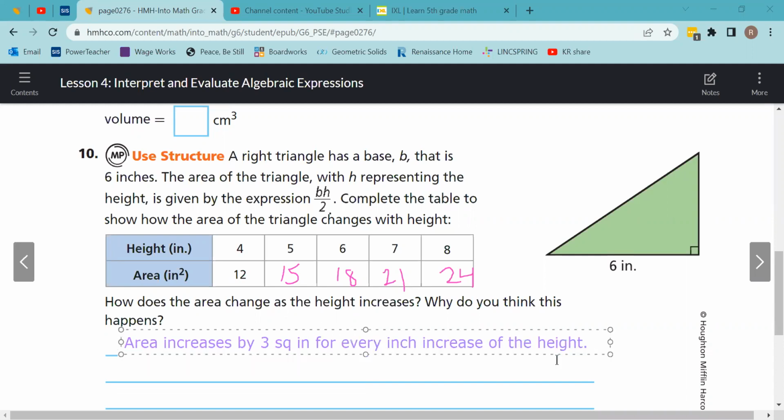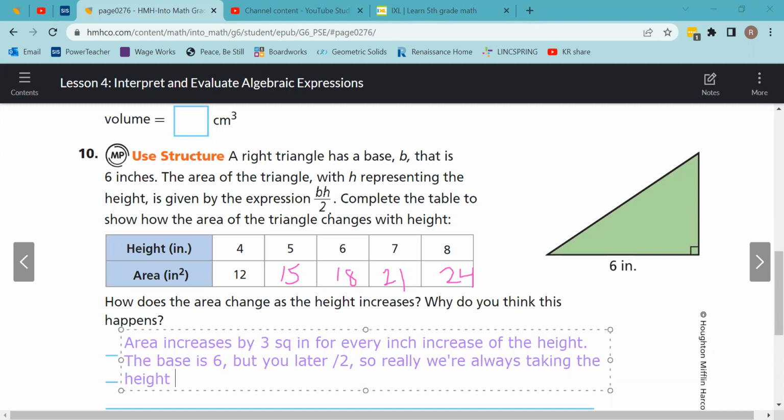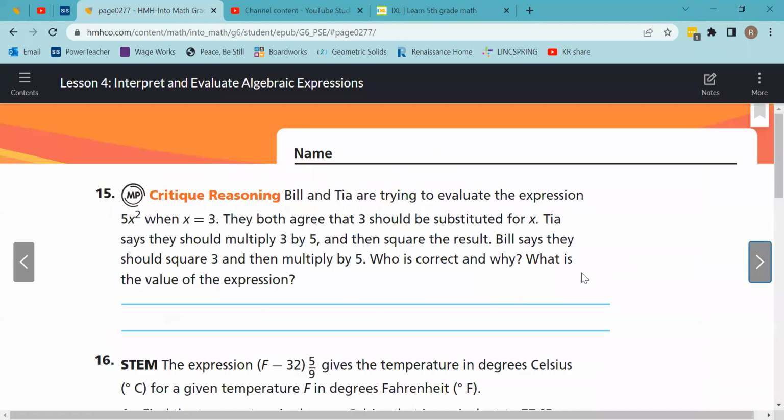Well, our base is 6, but we do base times height and then divide it by 2. So the base is 6, but you later divide by 2. I'm going to put /2, but in writing, I'm going to put the division sign. So really, we're always taking the height times half of the base, or in this case, the height times 3, or 3 times the height. Just want us to see those little patterns and things.